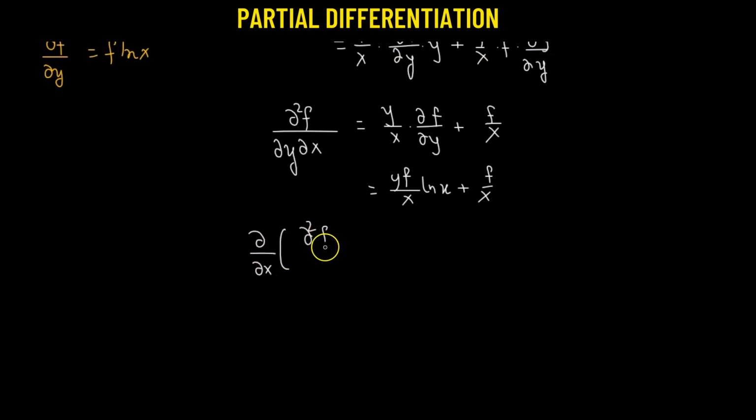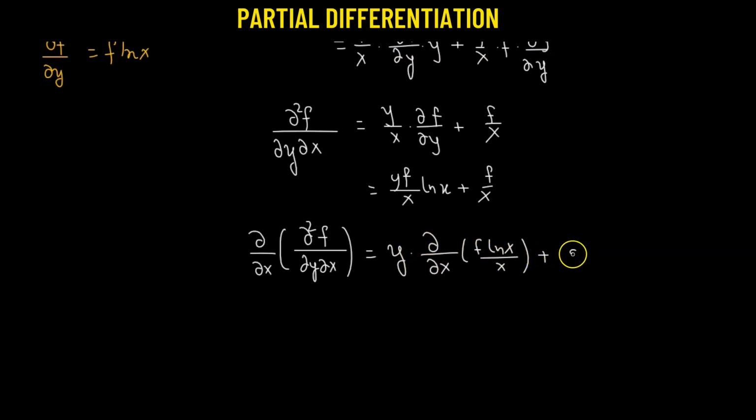So that gives us the second partial derivative of f with respect to x and with respect to y. This will be equal to, since we're taking the partial derivative with respect to x, we'll treat y as a constant. So we have y multiplied by the partial derivative with respect to x of f log of x divided by x, plus the partial with respect to x of f over x. Fine, so let's find this value.